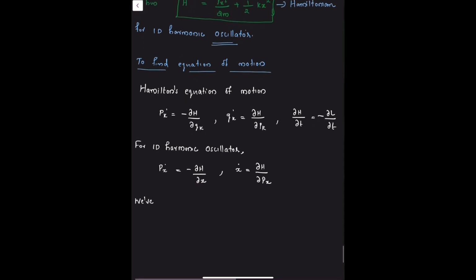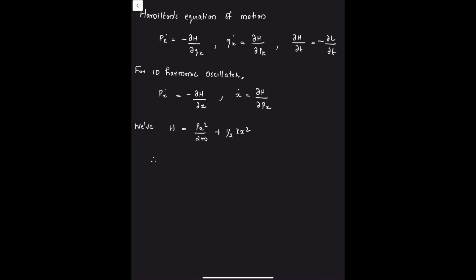We have the Hamiltonian H equal to px square by 2m plus half kx square. Now find what is px dot. Px dot is minus dou H by dou x. Minus dou H by dou x means it is minus kx. Let it be equation number A. Now what is the second equation? x dot is equal to dou H by dou px. That is nothing but px by m. Let it be equation number B.